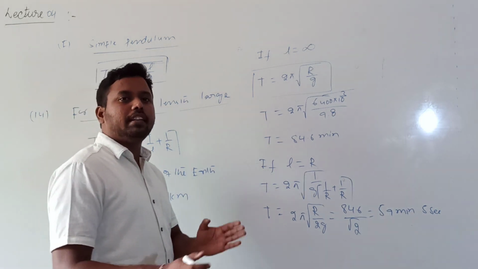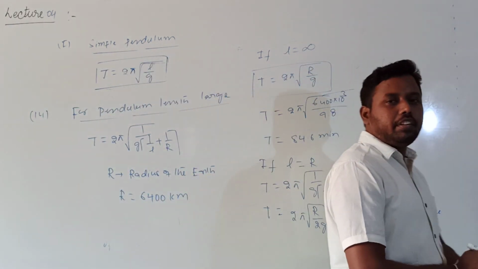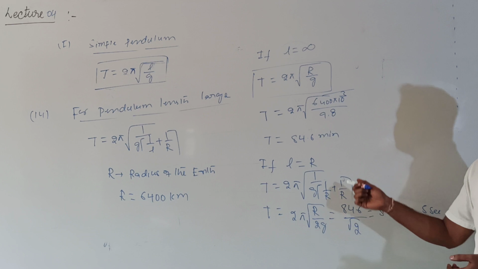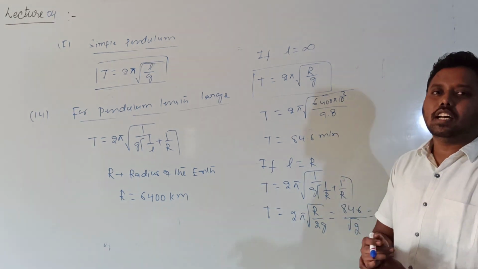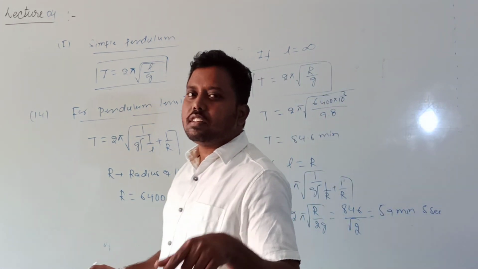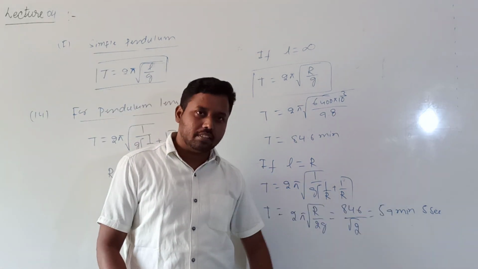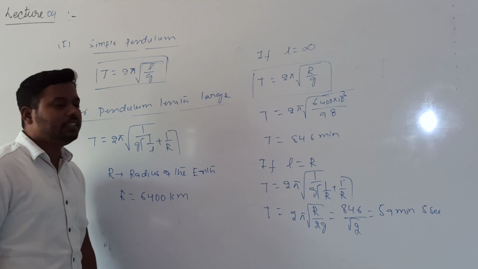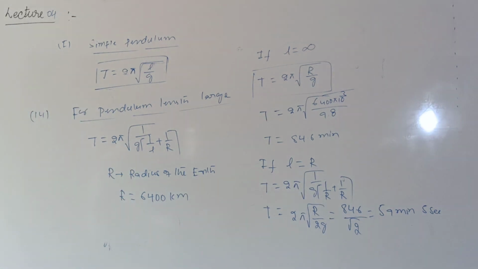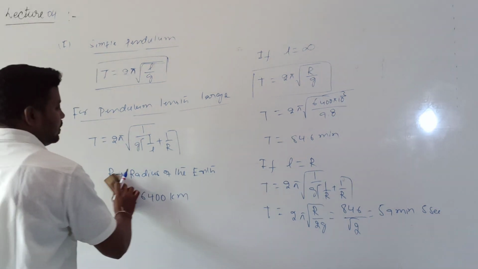Whenever the pendulum length is comparable with, or equal to, the radius of the earth, the time period of oscillation T will be 59 minutes 5 seconds. Clear? This is for when the length of the pendulum is very large.